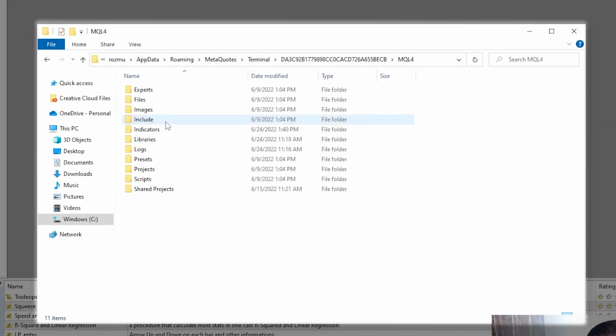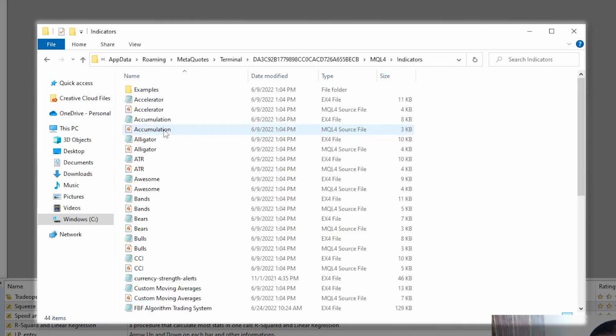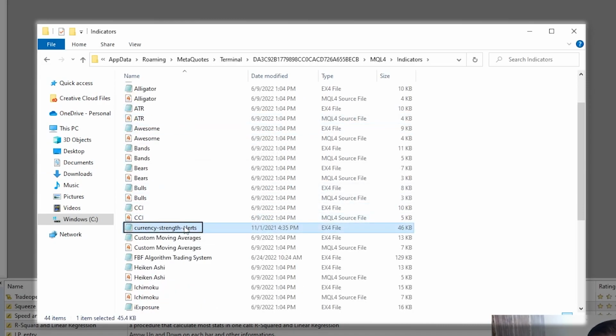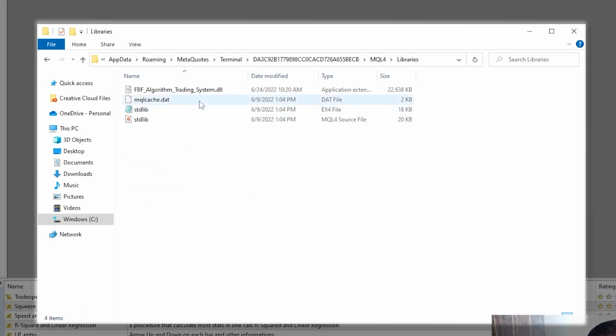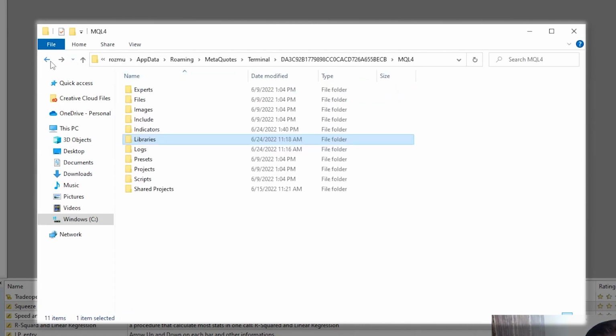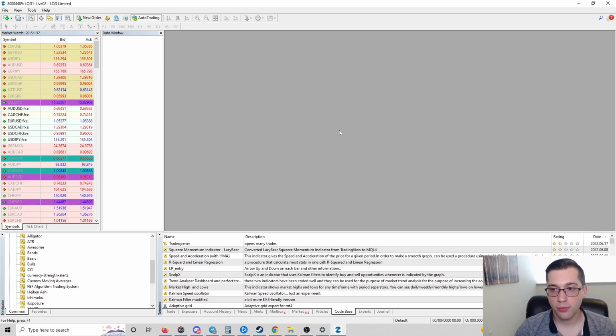From there, go to MQL4 and go to your Indicators folder. Put in the currency strength indicator and the algorithm trading system. Those are EX4 files. In addition to that, you have to jump into the Libraries and drop in the DLL file. It's the FBF algorithm trading system DLL file. Very important.